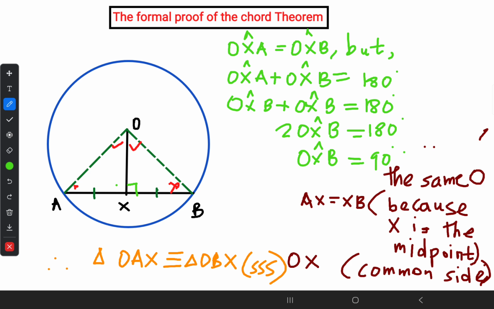How did we prove? First, we showed these two triangles are congruent. Thereafter, in congruent triangles, corresponding elements are same. That's how I wrote the relationship OXA equals OXB. But since these two are adjacent angles on a straight line, you should know the reasons. Since these two are aligned on a straight line, by the adjacent angle relationship, the summation is 180. Thereafter, we got OXB as 90. That's all about this proof.